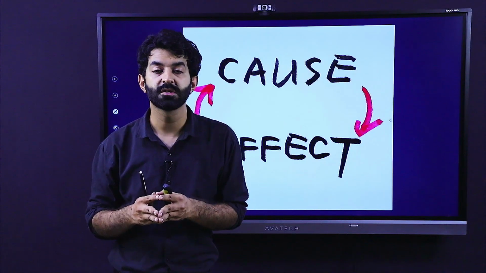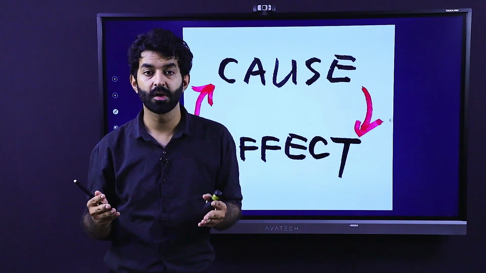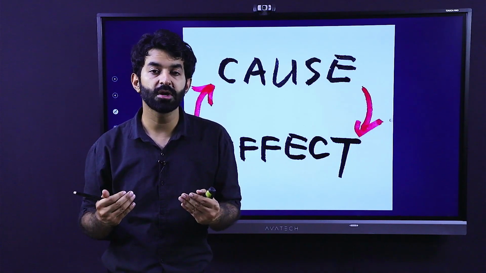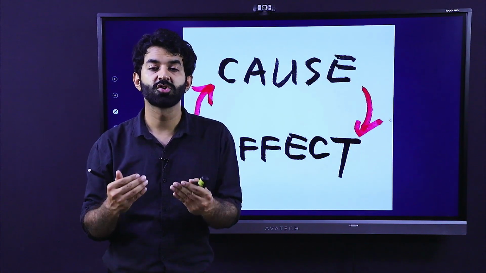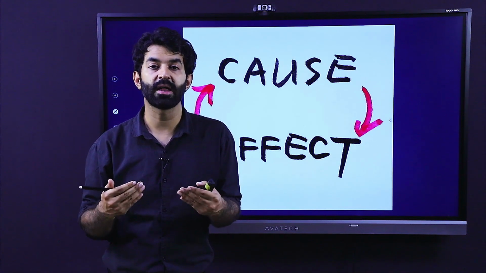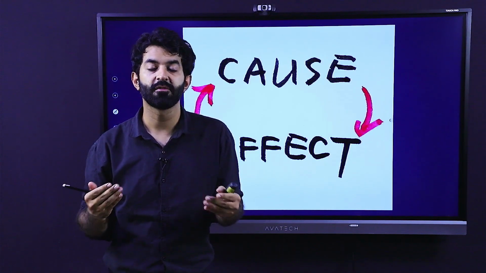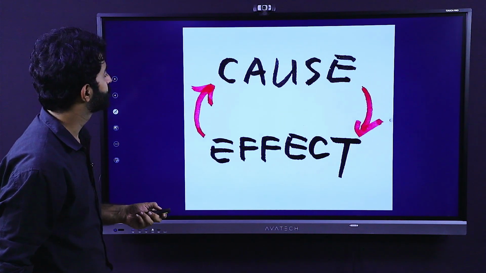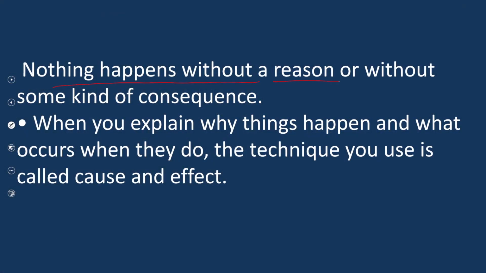Let's talk about cause effect. They sound similar, they may be confusing sometimes, but these are different things. Cause, as we talked about it at the start of the lecture, is the action that happened, and it has a reaction which we call effect. So we have a cause and effect relationship. Nothing happens without a reason or without some kind of consequences.